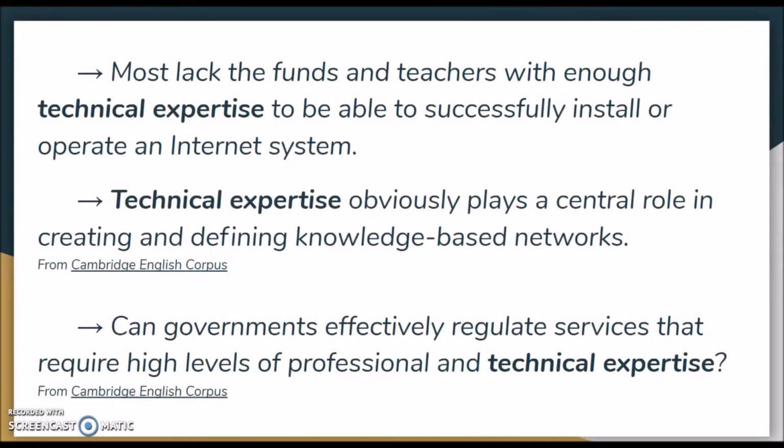In the text it says, most lack the funds and teachers with enough technical expertise to be able to successfully install or operate an internet system. So that means most of them don't have any expertise. They are not experts in technology. So you can have a look at the other examples as well.